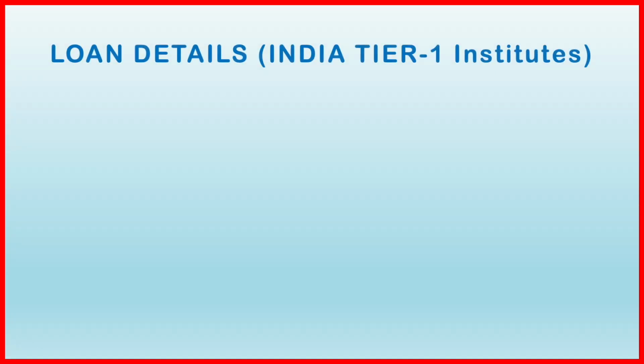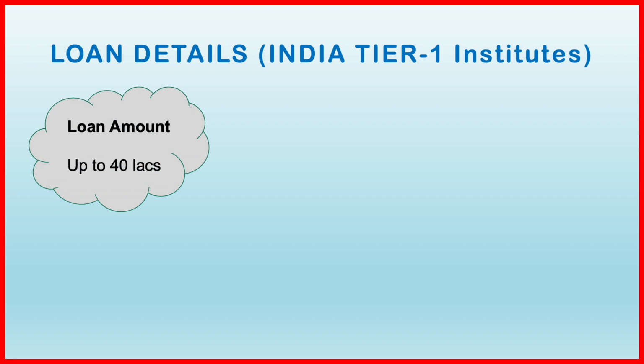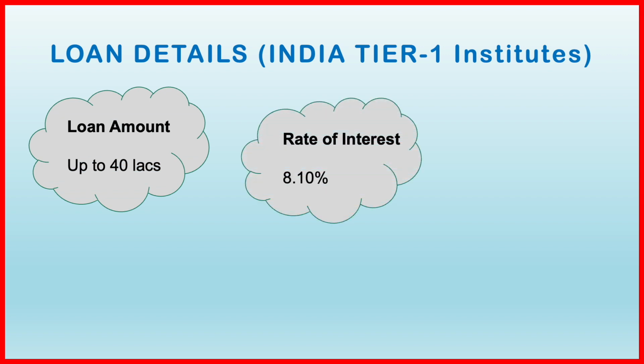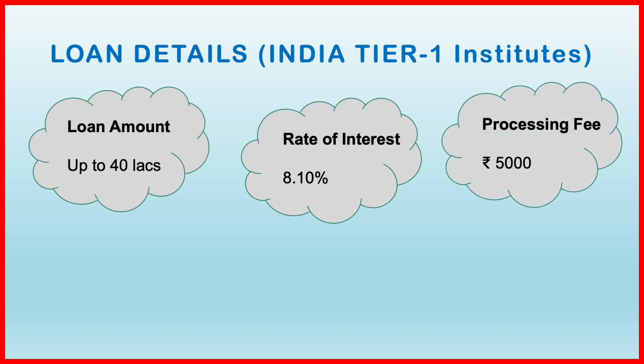So now we will discuss the loan details for Indian Tier 1 institutes like IITs and IIMs. So a maximum loan amount up to 40 lakhs is possible for these universities with an interest rate of 8.1%. The processing fees will be 5,000 rupees, which is paid at the time of getting the sanction letter. And if the student has taken a disbursement within 3 months, then this processing fees will be refunded back to him.